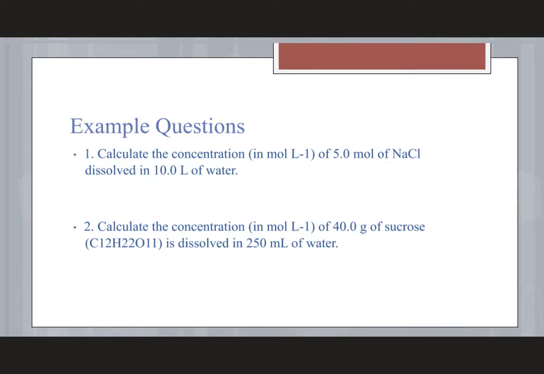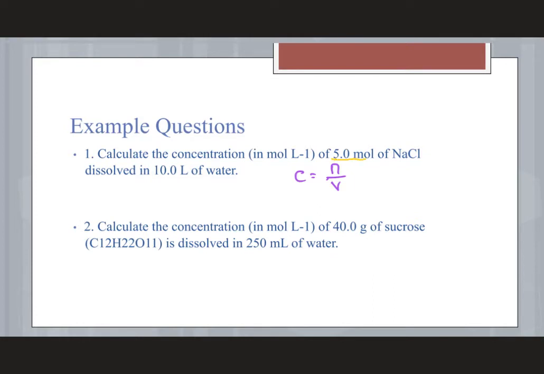So we're asked here to calculate the concentration in moles per litre of 5 mole of sodium chloride dissolved into 10 litres of water. In this case, concentration is equal to the number of mole divided by the volume, and we're just going to substitute in from our equation.